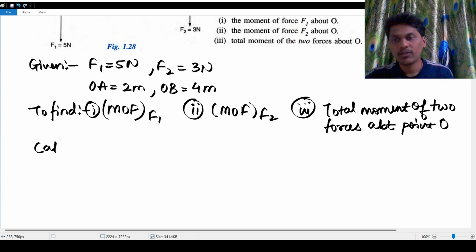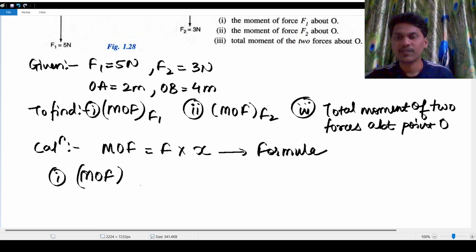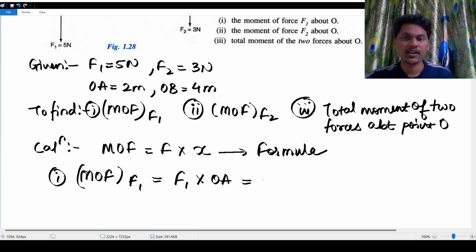So using the given information, first of all we will be finding out the moment of force F1. In the calculation part we know the formula: moment of force is equal to force into distance, and this distance is the distance at which the force has been applied. So moment of force F1 is equal to F1 into OA. F1 is equal to 5 Newton and distance OA is equal to 2 meter, which is 5 twos are 10 Newton meter.